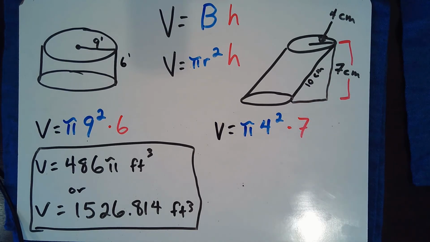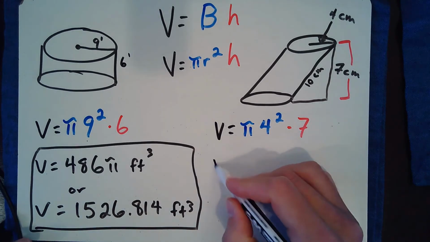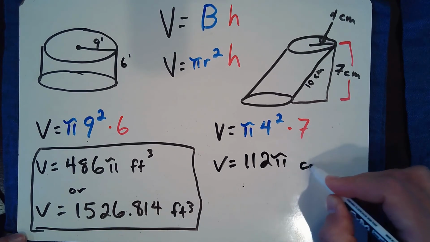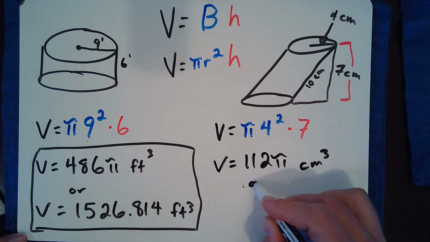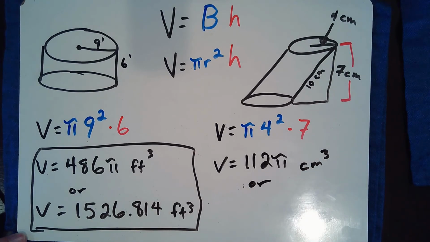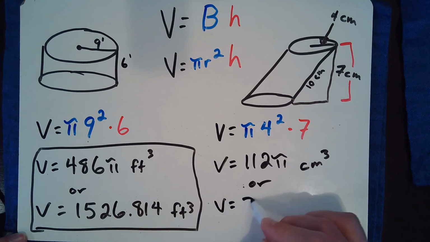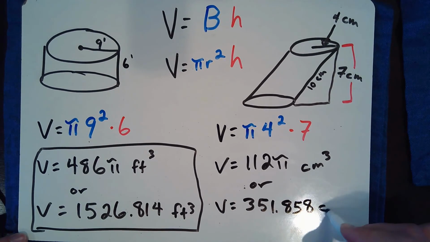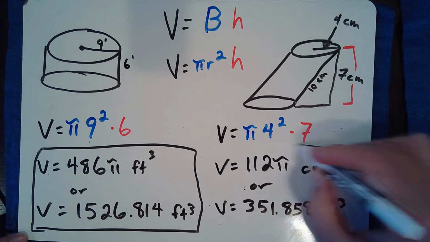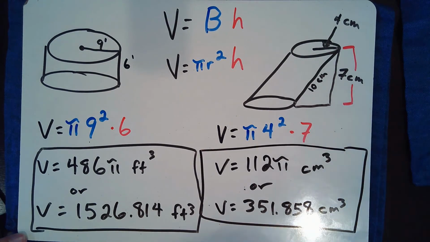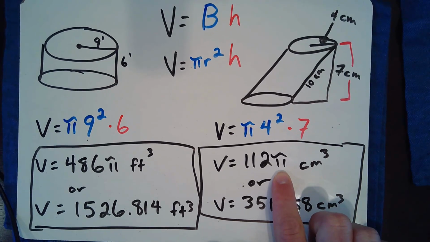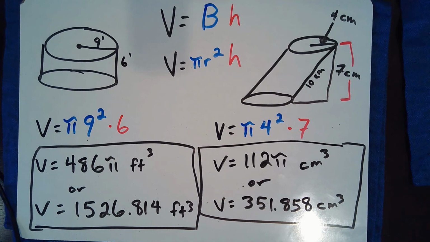All right, and you plug that into your calculator again, you would get a volume of 112 pi centimeters cubed, or if you plugged in the pi button, you got 351.858 centimeters cubed. Again, notice you can leave it either of these two ways, but do not forget about your pi symbol. You must leave it there if you leave it in terms of pi.